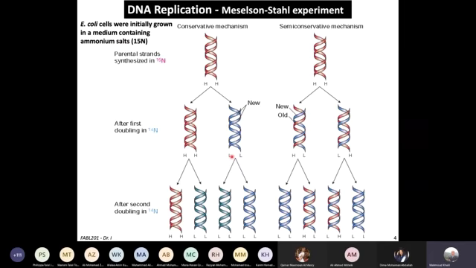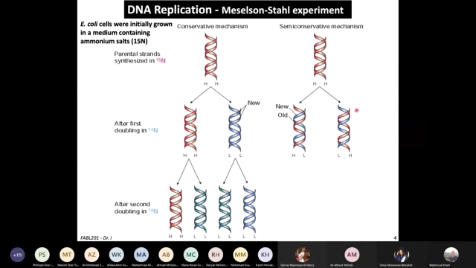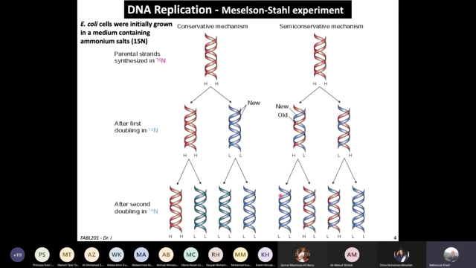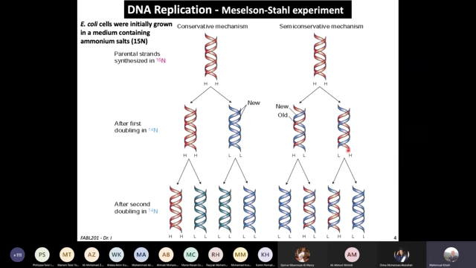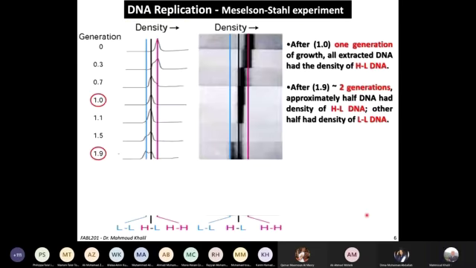If you go back here, looking to the semi-conservative, you can see that after the first duplication, you only see heavy light. After the second duplication, you can only see a heavy light and the light. That's why it appeared here as two peaks. One represented the light DNA and the other represented the heavy light DNA.